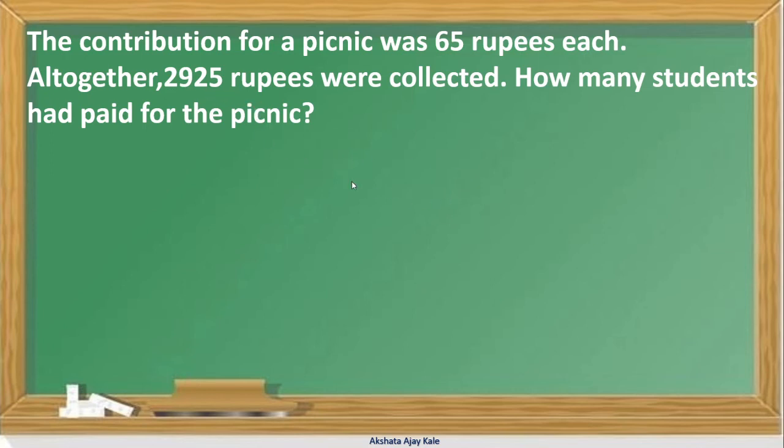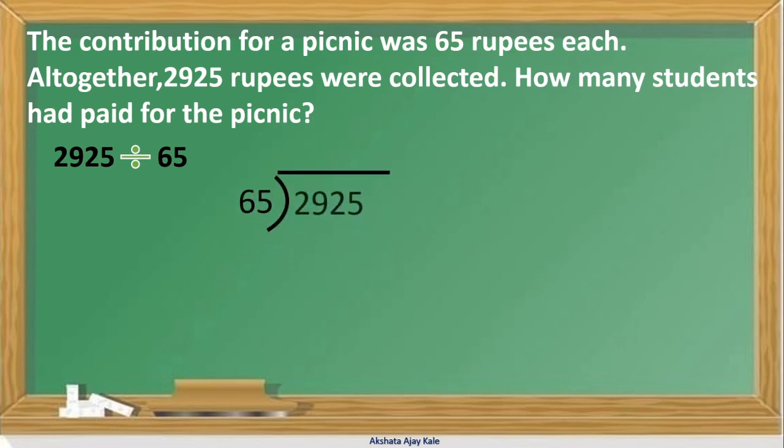Now here we have to calculate how many students paid for the picnic. This is nothing but division. Right? What we will do? 2,925 divided by 65. Same thing we will write here like this. Okay. Now we need the table for 65. Isn't it? Before that, 29 is smaller than 65. Right? So 65 zeros are 0. So what happened? 2 remain.